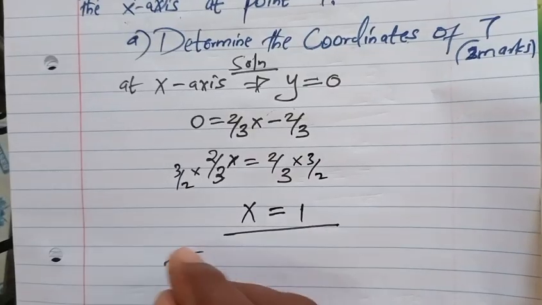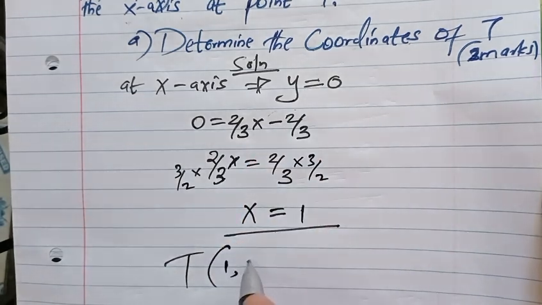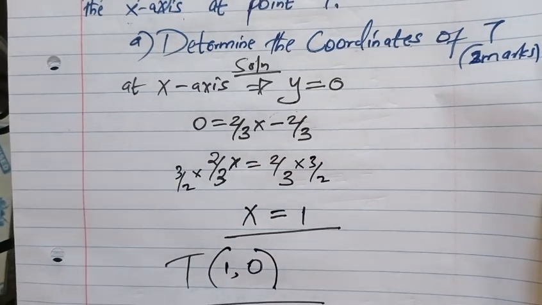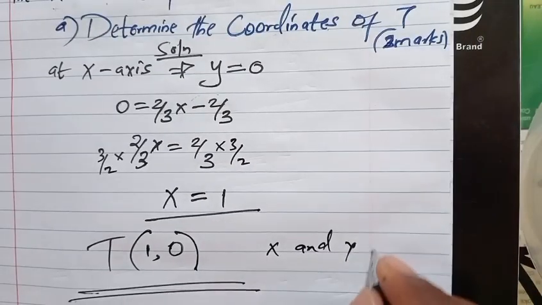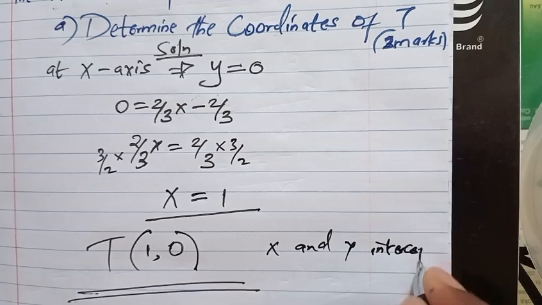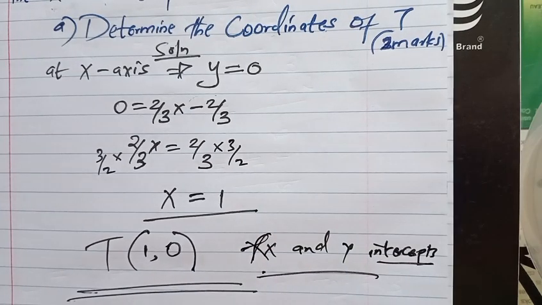So point T shall be given by the coordinate of x is 1, and of course that of y is 0. Here we have applied the concepts of x and y intercepts. These concepts are very, very crucial.